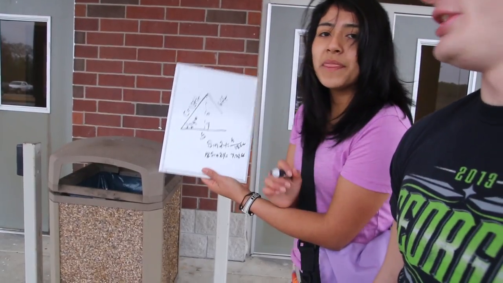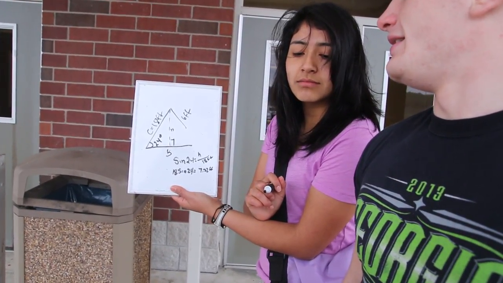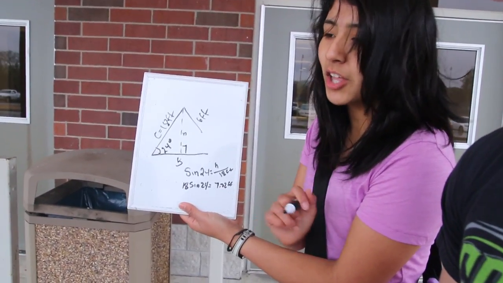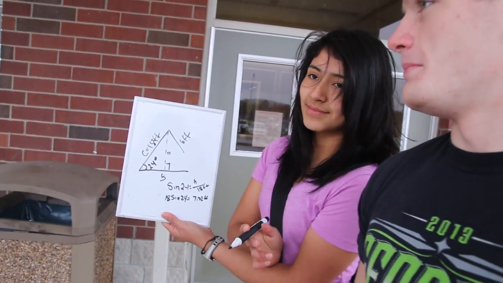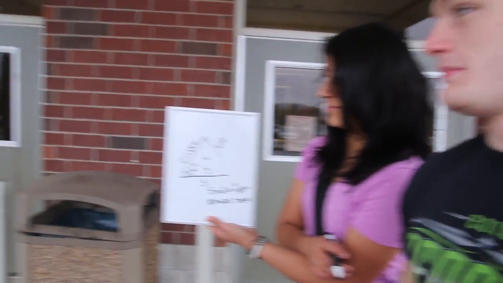Our answer ends up being 7.32 feet. You know what that means? Because angle A is acute and side A is smaller than the height, that means there's no triangle. Ha! Wrong! Right.